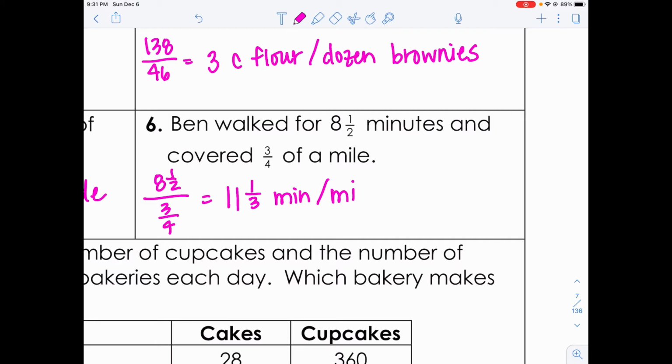So on these, if you have improper fractions, you have to make them into mixed numbers.